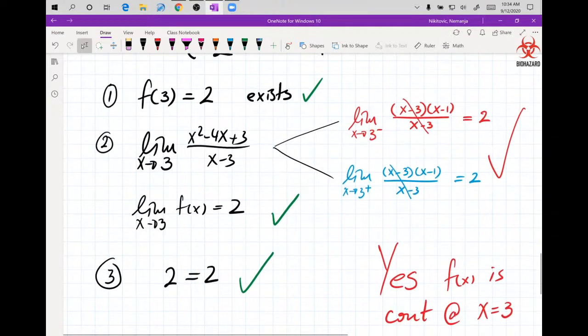So in this case, because they all lined up to be 2, the function value was 2. The limit left and right gave us the overall limit of 2. So everything lined up, and we have 2 everywhere. So that's it. That's your continuity at the point.